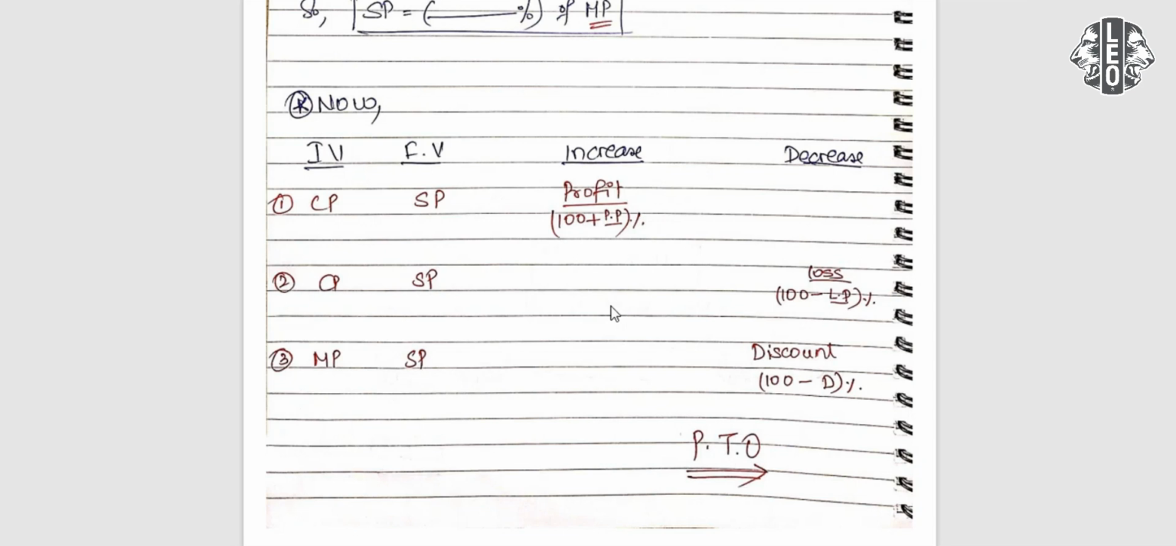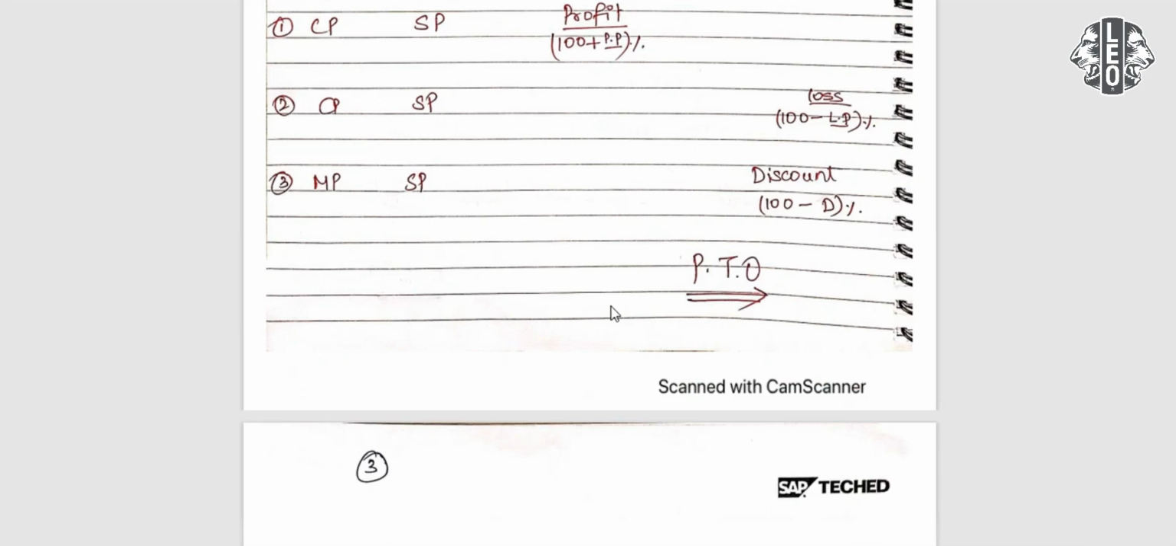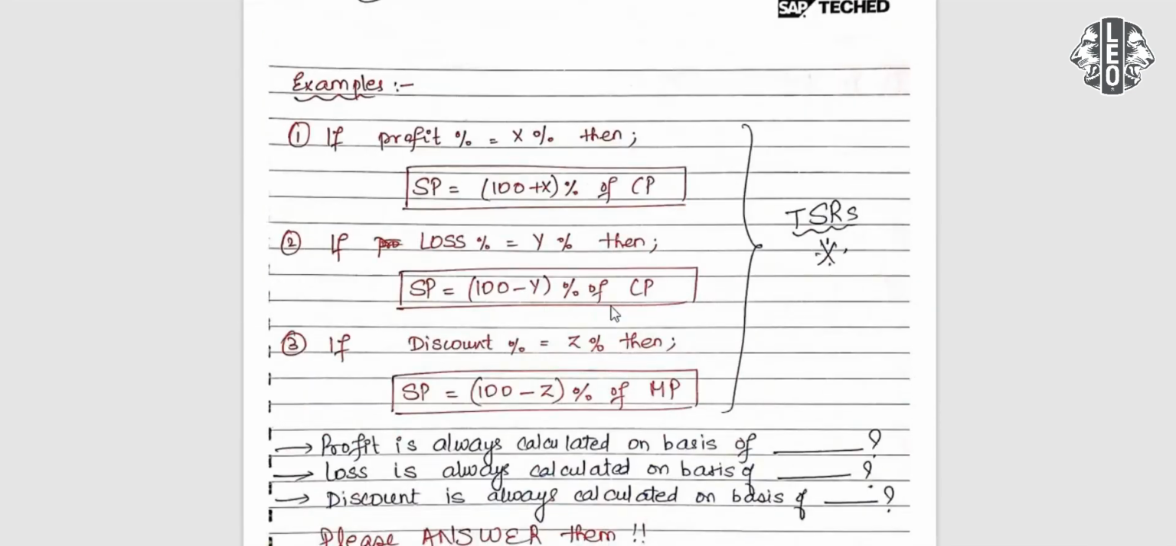Final value is equal to 100 plus profit percentage into initial value in the case of profit, and 100 minus loss percentage or 100 minus discount percentage into cost price for what? In the case of loss. Into marked price for what? In the case of discount. So let me give some important examples. This is nothing but a continuation, a conclusion of the table.